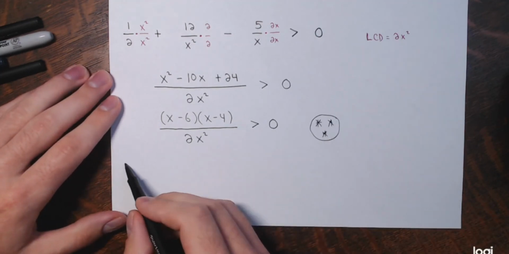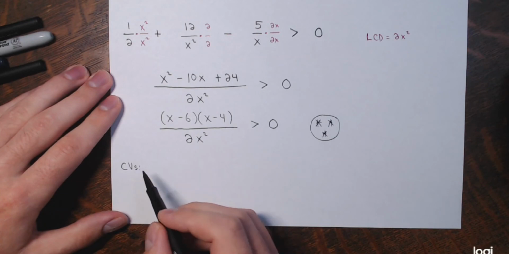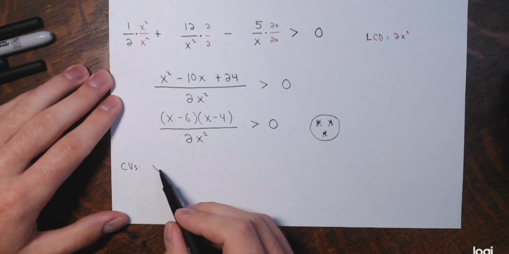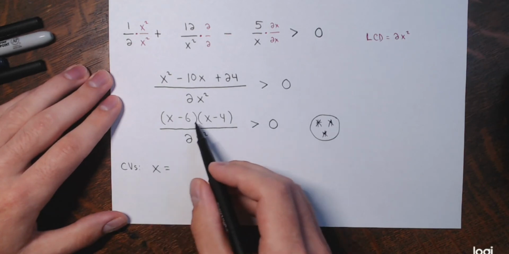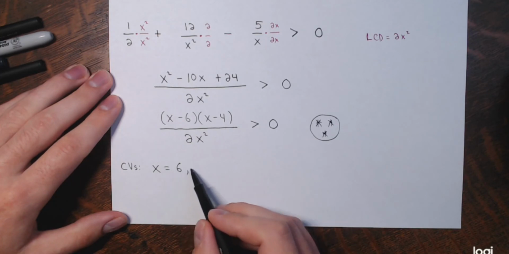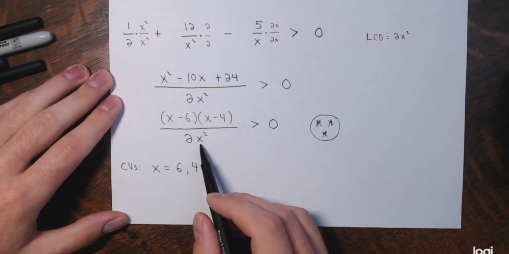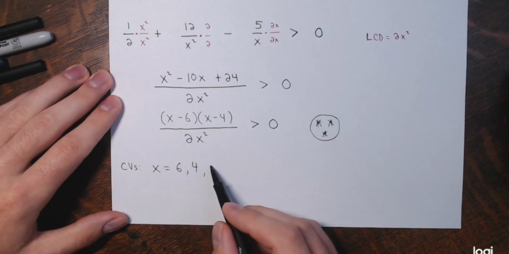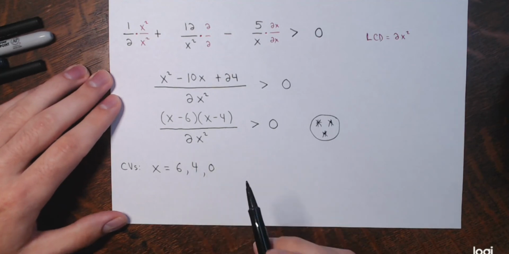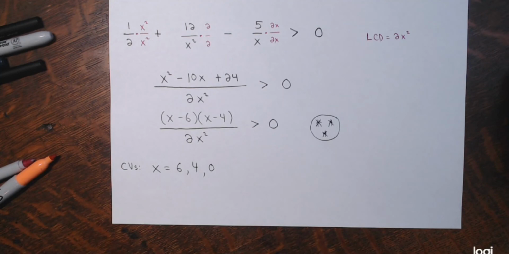We can list the critical values very easily. The numbers that make the numerator 0 would be 6 and 4. And the only number that makes the denominator 0 would be 0. So hey, finally, we have come across a problem that doesn't have just 2 critical values, but this one has 3.